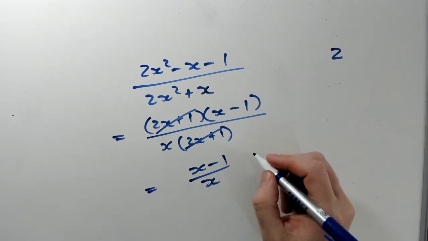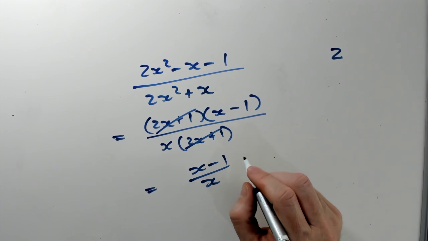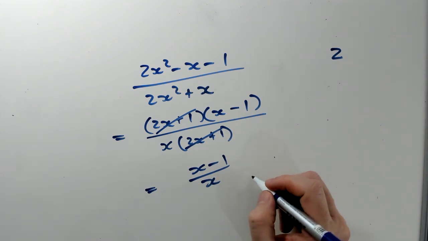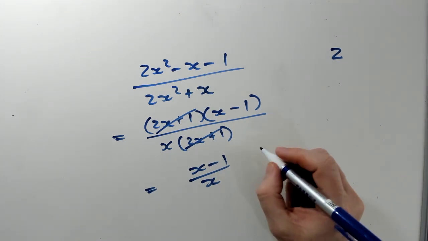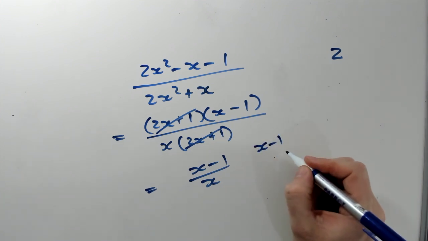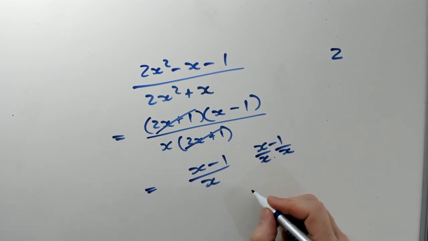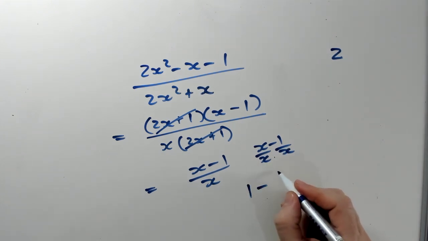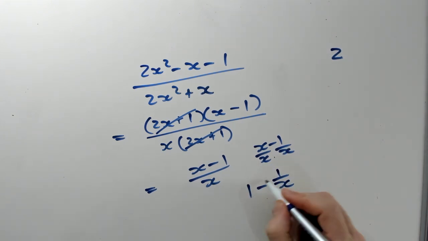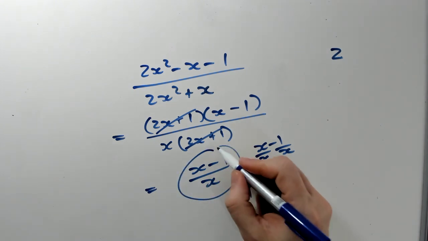I think that's fine. I think it just said simplify, so I'd leave it like that. But alternatively, something like x minus 1 over x, both are over x, so it can just be 1 minus 1 over x as well. But I would just leave it like this.